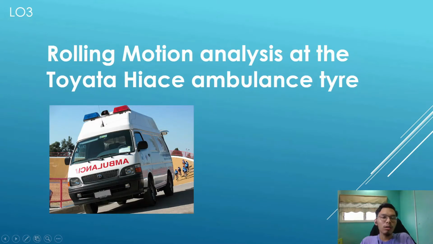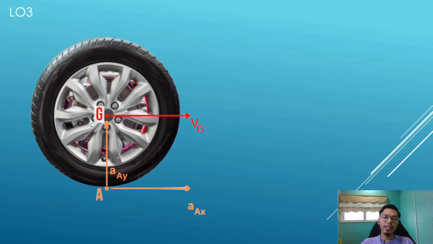Hi guys, my name is Afif. Let's continue to the LO3, which is to analyze the kinematics and kinetics of particles. Alright, for the LO3, we will do rolling motion analysis of the Toyota Hiace ambulance tire. So here we have the rolling tire. We can see here the point G and the point A. The point G is the center of gravity of the tire, and the point A is the point where the tire touches the ground.